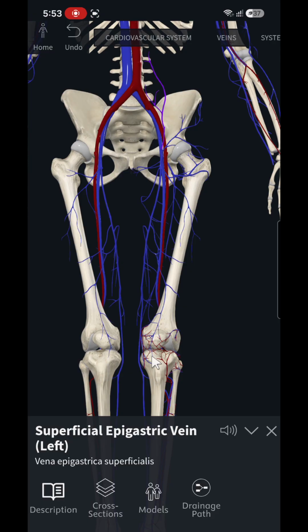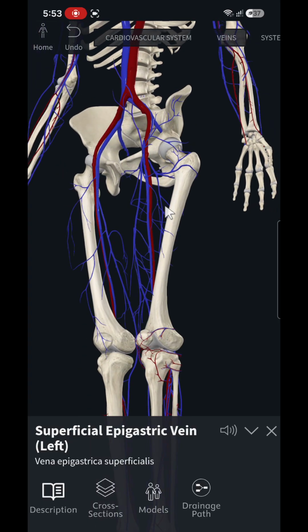Before the knee, above the knee, the veins are always medial to the arteries. So arteries are more lateral and the veins are more medial, right? As we can see here, the common iliac veins in the pelvis are medial, as well as the femoral veins, which are more medial to their arteries, okay? So this is the first thing that we need to note.